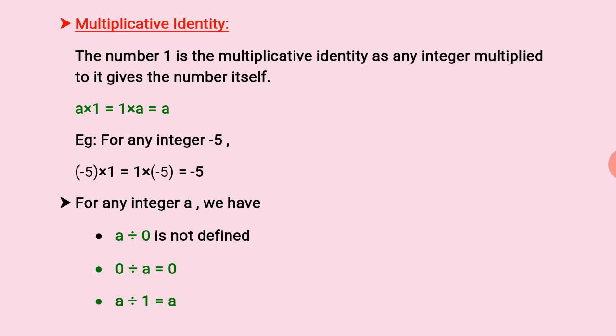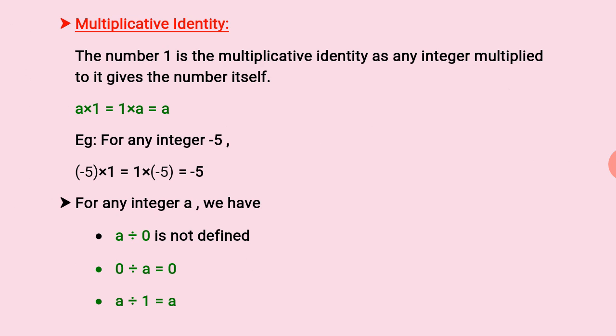It's written here a multiplied by 1, or you change the order 1 into a, because you know that multiplication is commutative, equal to a. A is the answer. So one example is again done for you. -5 multiplied by 1 gives you -5. You can select any of your number.